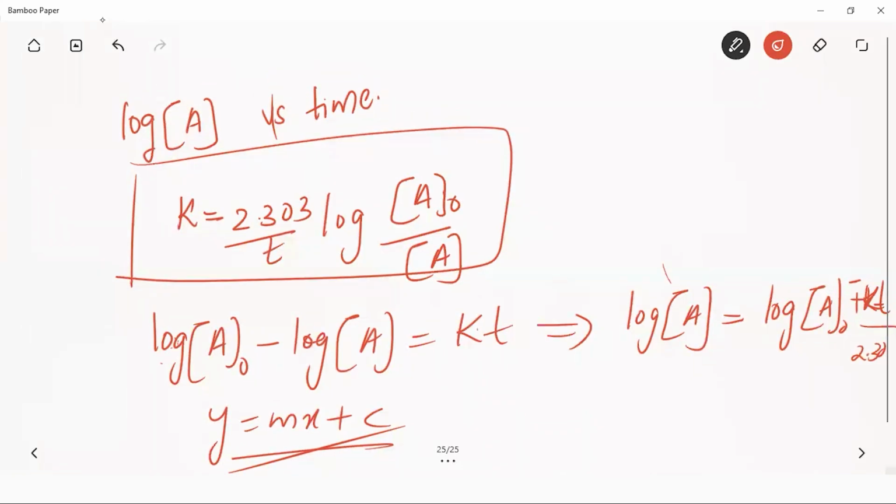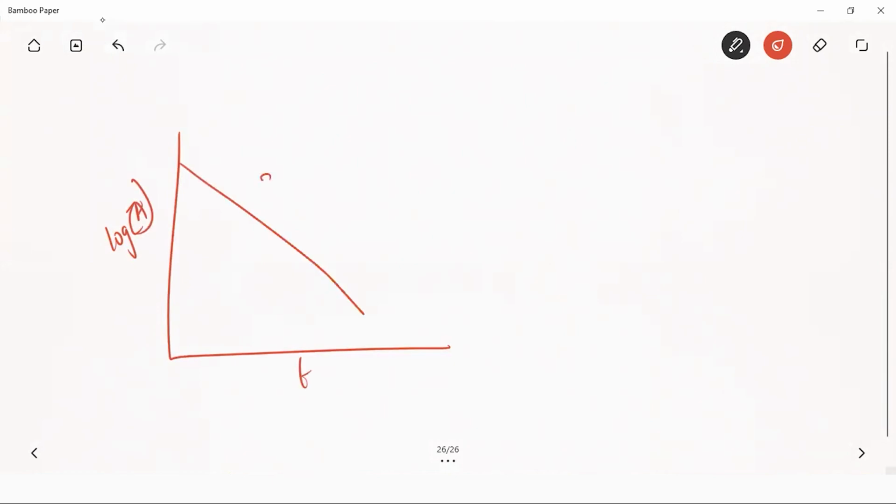When you plot log A against t, what do you get? You will be getting a graph like this: log A against t, a negative slope. What is the formula of the slope? It is equal to minus K by 2.303. And what is the intercept? The intercept is log A0. So this is one of the graphs of the first order reaction.